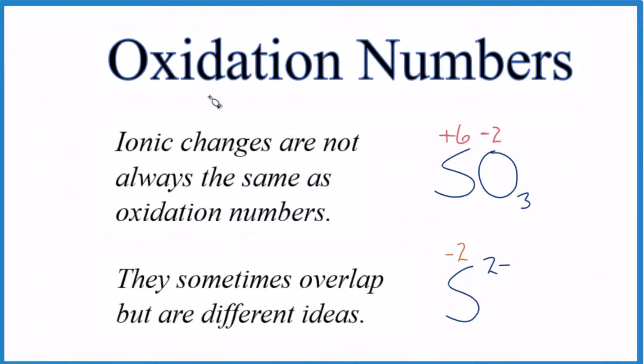Understand that oxidation numbers are not the same as ionic charge. Sometimes they overlap, like down here. The sulfide ion, its ionic charge, always 2-. And in this case, -2 oxidation number. But here, in SO3, the sulfur has an oxidation number of +6. And we don't really talk about ionic charge since it's covalent. We'll talk more about oxidation and ionic charge later.